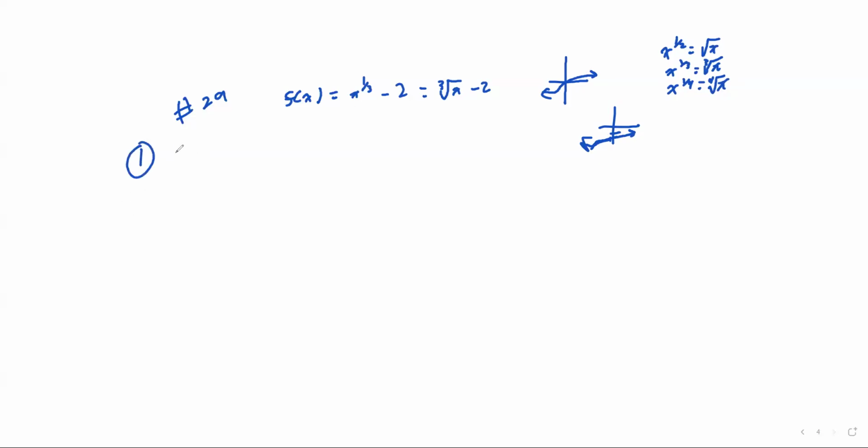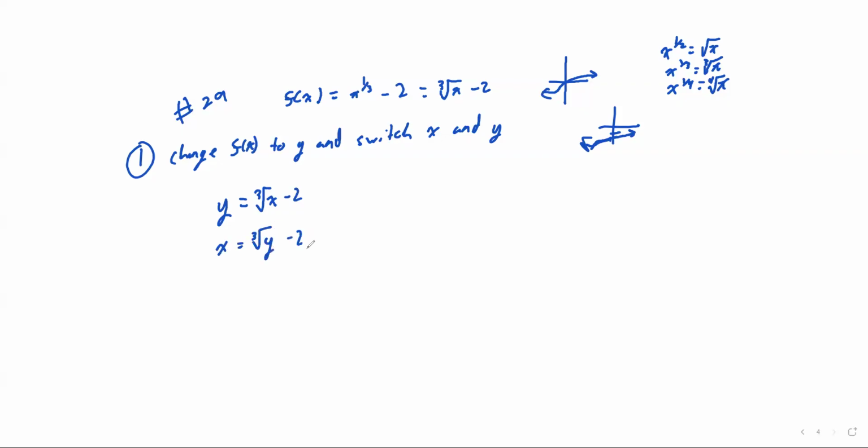Step 1, we're going to change f of x to y and switch x and y. So what I mean by that is I'm going to change f of x to a y, and then I have the cube root of x minus 2, and then I'm going to switch the x and the y. So then this becomes x equals the cube root of y minus 2.